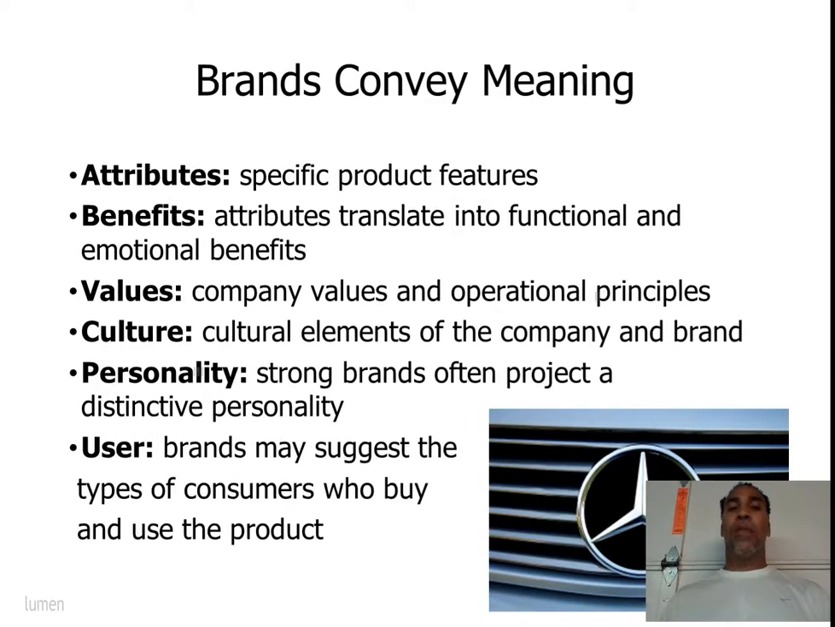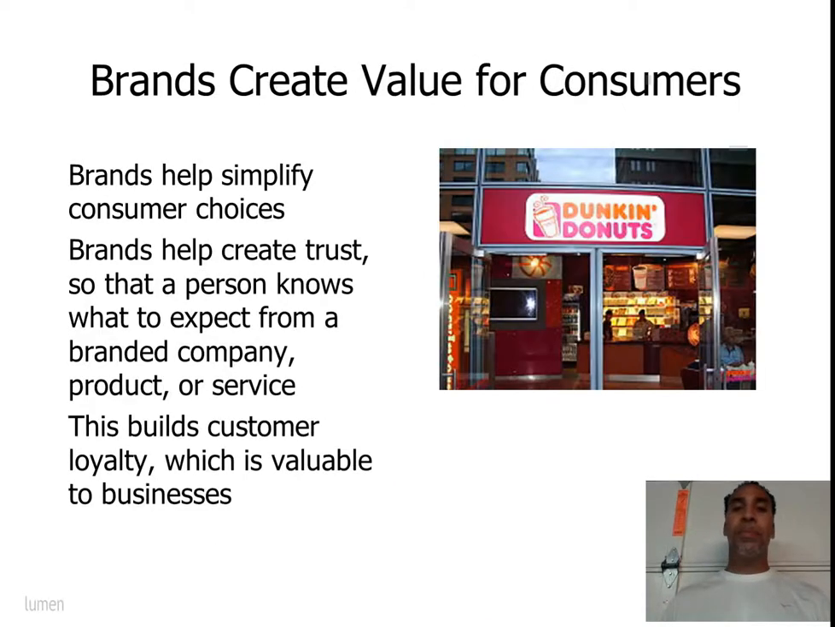Brands convey different types of meaning. So attributes, you have specific product features. Benefits, so attributes translate into functional and emotional benefits. Values, company values and operational principles, right? Those companies stand by those values. Culture, you have cultural elements about the company and their brand. Personality, very strong brands often project a distinctive personality. Mercedes-Benz, BMW is a strong brand. And user, the brands may suggest the type of users who buy and use a product, that they're probably well off. If you have a Mercedes-Benz, you would think that person probably has a good amount of money. Same thing with the BMW.